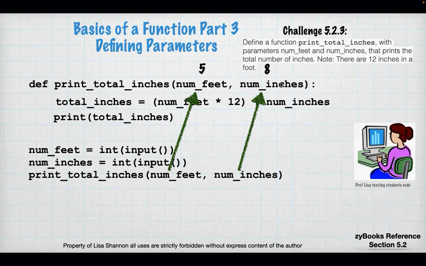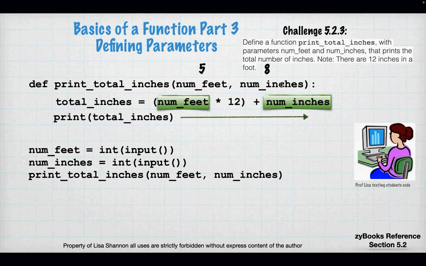So when I call the function, I'm going to say num feet, which is I put in 5, and it's going to then send 5 to the first variable, and it's going to send 8 to the second variable when I call the function. And then basically I'm just going to use them like I would use any other variable. So num feet is 5, num inches is 8, and so my output of total inches is going to be 68.